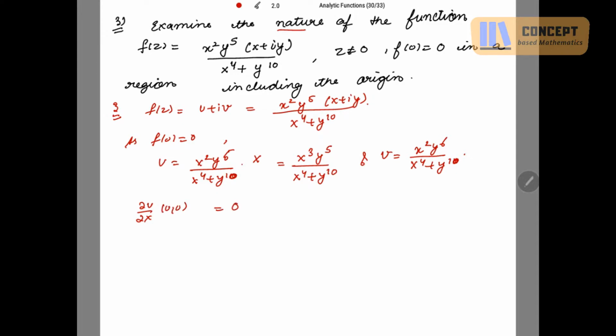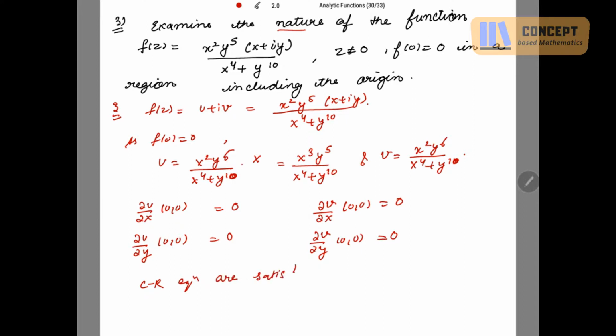Now find your curly u over curly x at the origin. This comes out to be 0. You find this on your own. And your curly u over curly y at the origin is also 0. Similarly, curly v over curly x at the origin is 0, and curly v over curly y at the origin also comes out to be 0. Hence, CR equations are satisfied at the origin. Right? So, if CR equations are satisfied, now checking the differentiability.